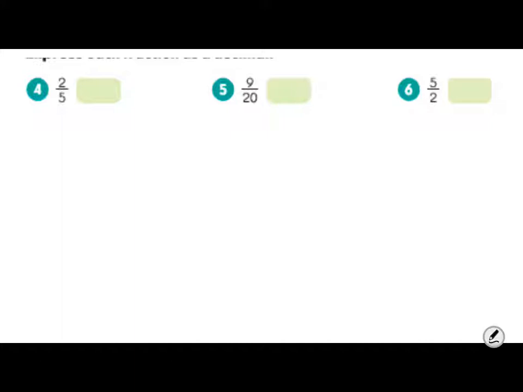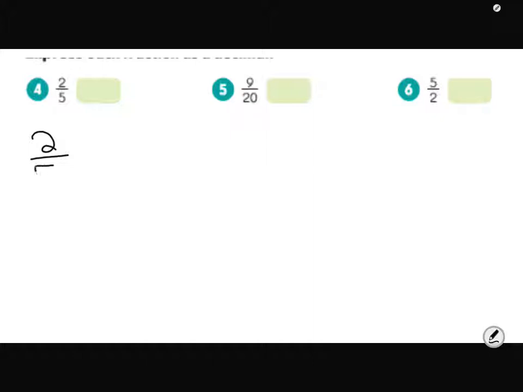So again, 2/5. 2/5 I cannot make into a decimal because I know that decimals, based on my place value, are only in tenths or hundredths. So a 5th isn't up there. I can't make a decimal into a 5th. But I can change my 5th into tenths or I can change it into hundredths. You get to pick. I'm going to pick tenths because that's easier.